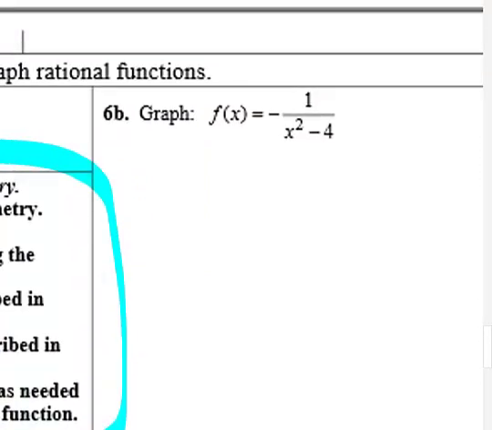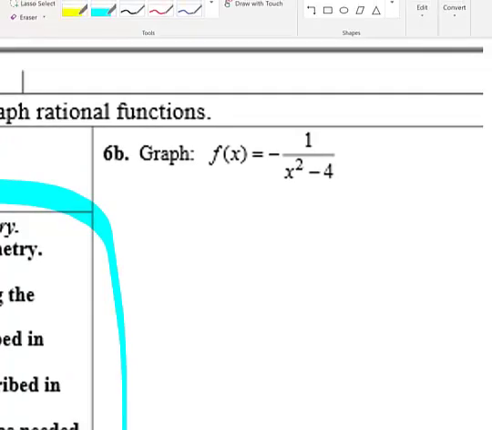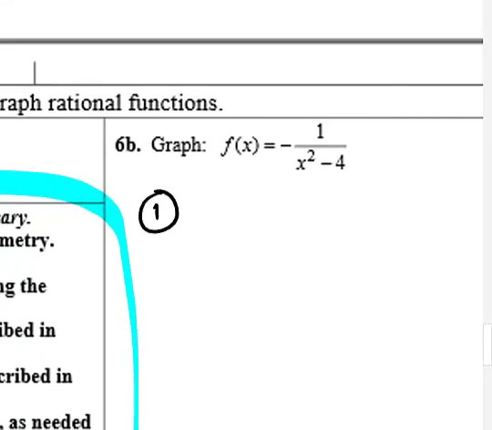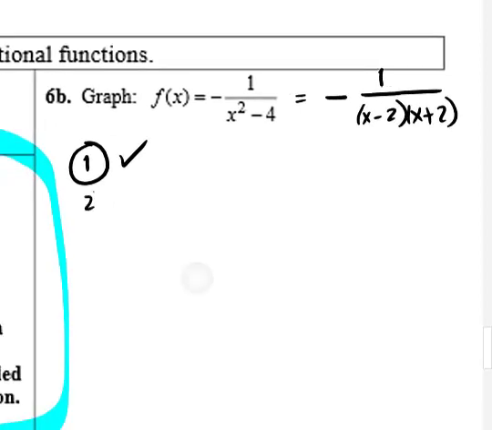Alright. Let's try this next one. Let's try to follow all the steps. I think this one will look more normal than the last one. That was a weird one. The first step was to try to reduce it. Step 1, check, because it's already reduced. I can't forget there's a negative in the front. If I factor the denominator, I don't think either of those factors are going to cancel because there's nothing in the numerator for them to cancel with. So no need to worry about reducing.